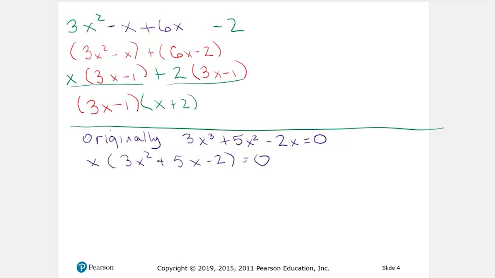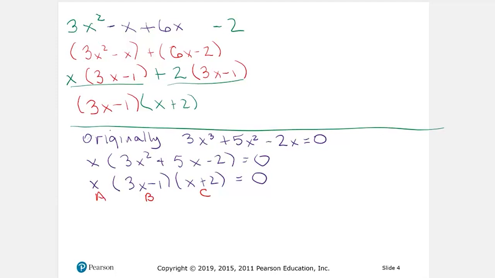And then we factored this 3x squared plus 5x minus 2, and we got x times 3x minus 1 times x plus 2 is equal to 0. And so now we're going to use our zero multiplication rule, except now we have three things multiplied together, a, b, and c, right? So that means either a or b or c has to equal 0 so that the combination equals 0. So what do I get?